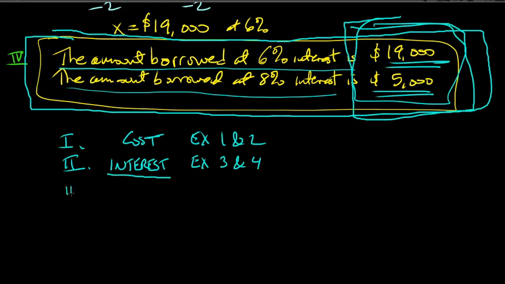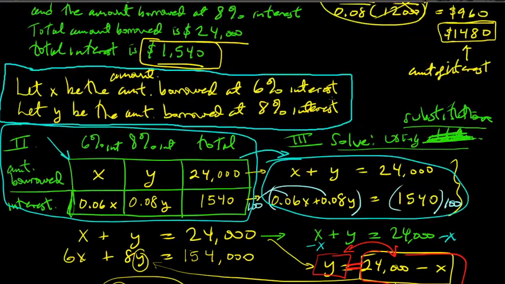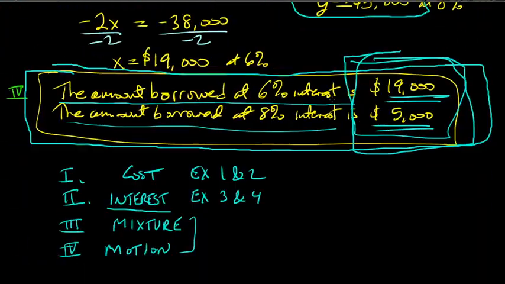The third type of problem, which we'll get to in the next video, I like to call mixture problems. You're mixing 2 things together. And the fourth type of problem is what's called a motion problem, where things are moving. So we'll talk about these 2 examples in the next video. But I didn't want to make this one too long, so we'll split this up into two separate parts.